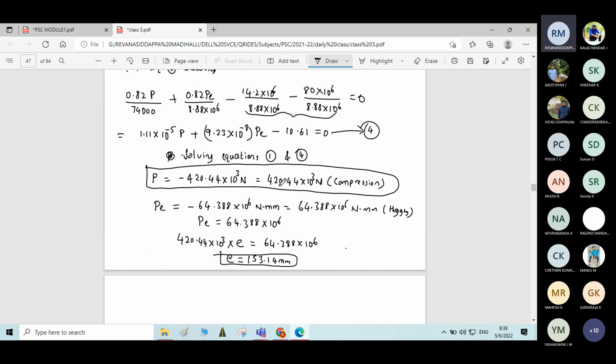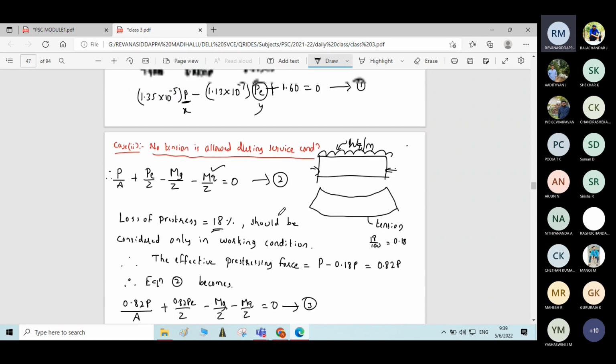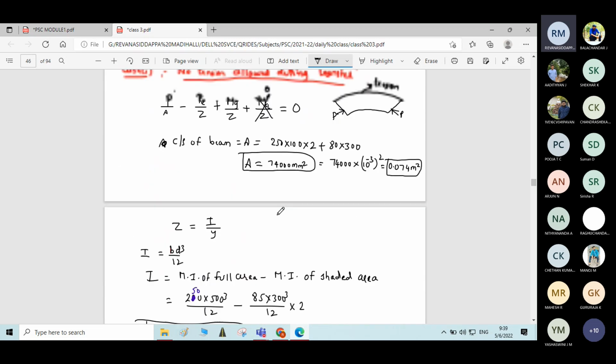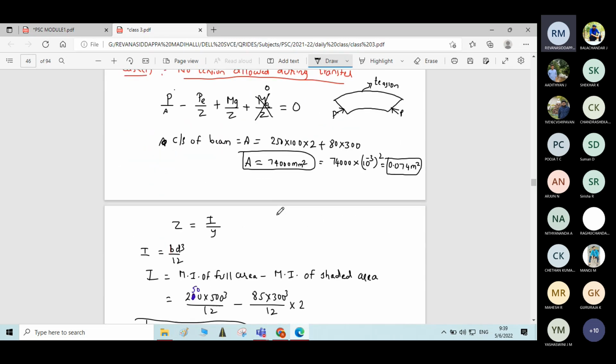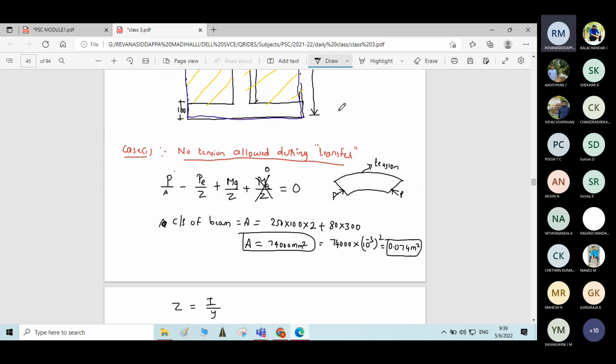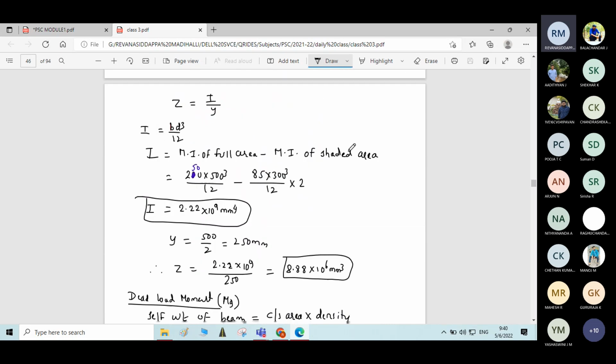So we got both prestressing force and its eccentricity, which means that if we apply a prestressing force of 420.44 kilonewton with an eccentricity of 153.14 millimeter, there won't be any tension at both the transfer condition as well as service condition of the beam. This is what the meaning. Okay. So this solution gets over.